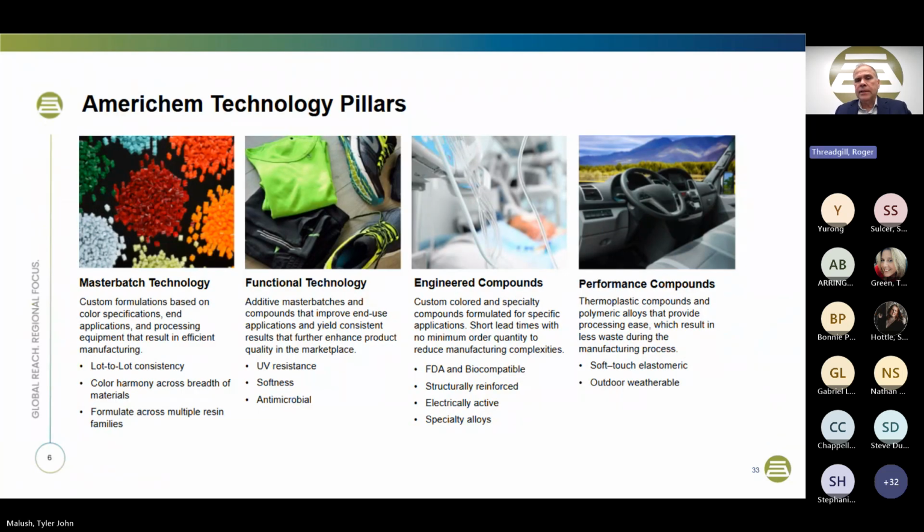Americhem really is built on technology. We have 4 main pillars for our technology. Masterbatch technology, which is certainly the space that I operate in, along with our functional technology. Again, we're talking about additive modifications of performance through additives. And then also we have our engineered compounds and performance compounds divisions. So if you're looking for something a little more technical and even has some different requirements, then we certainly can help you out with that as well. All right, next slide.